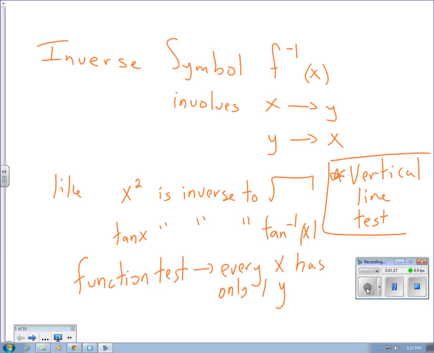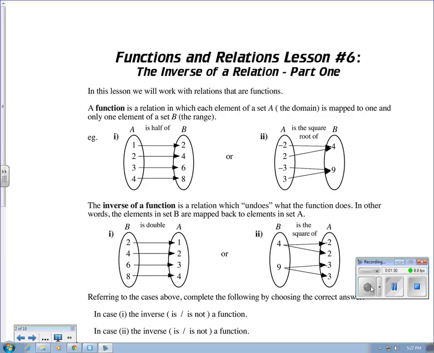Let's turn over to the first page of the unit. So here we have the title, Functions and Relations, Lesson 6. It's on page 43 in your workbook. And we've got some nice definitions or descriptions of a function. We can see how A is clearly tracked to B in both sides.